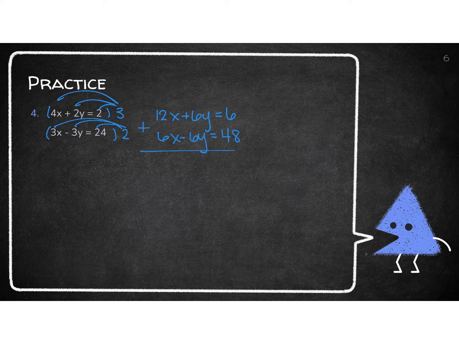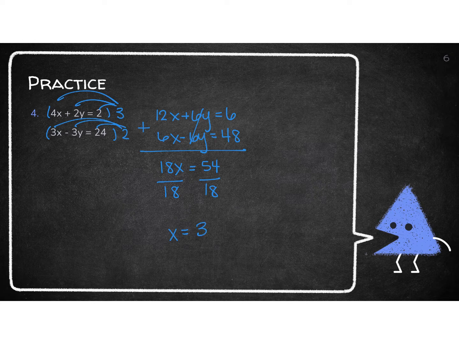Now I can add everything straight down. So 12x and 6x is going to give me 18x. My y's are going to cancel. And we're left with 54. So now I can divide by 18. So x is going to equal 3.